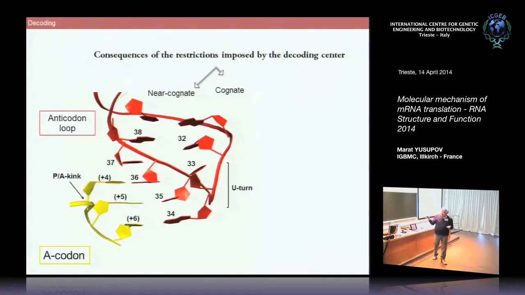Only for comparison, we found differences between cognate and near-cognate tRNA in the structure of the anticodon stem loop. We don't know whether these differences are significant, but if they are, maybe this is the way the ribosome rejects the tRNA from the A site.